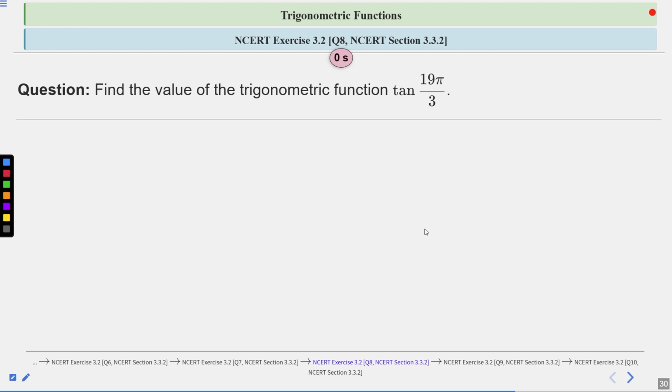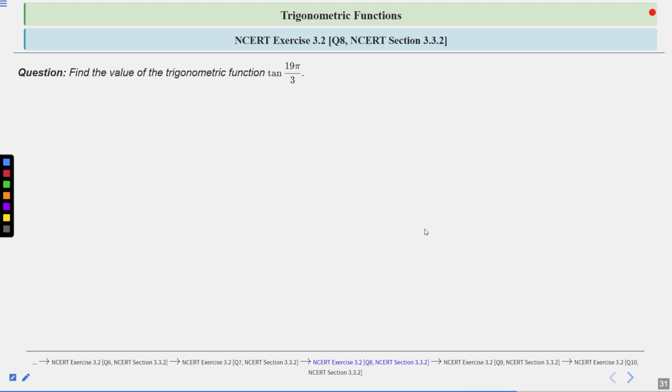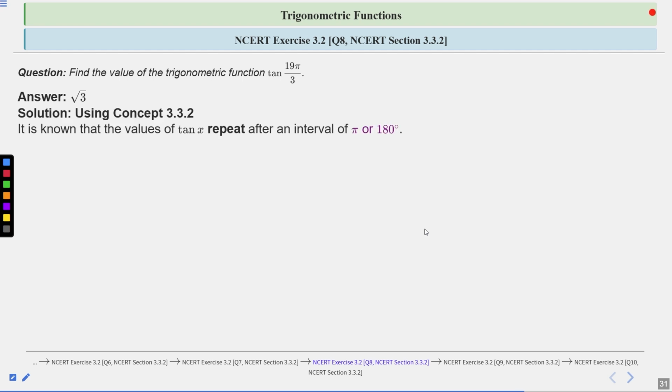Okay, let us see the solution part. Find the value of trigonometric function tan 19 pi by 3, right? So the correct answer will be root 3. It is known that the values of tan x repeat after an interval of pi or 180 degree, right? We know that the values of tan x repeat after an interval of pi or 180 degree.